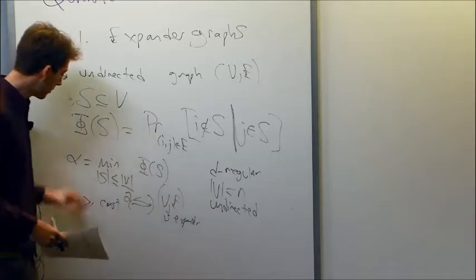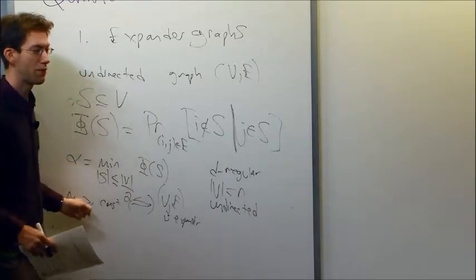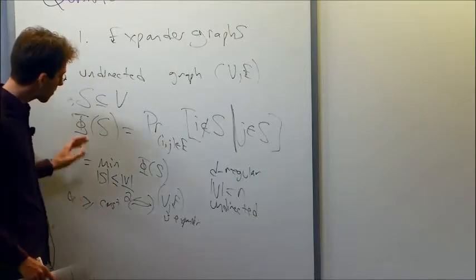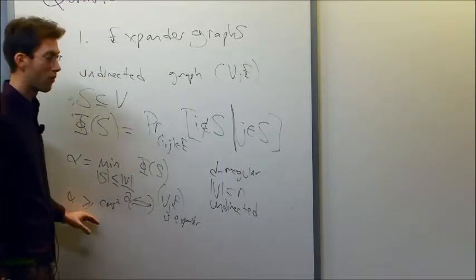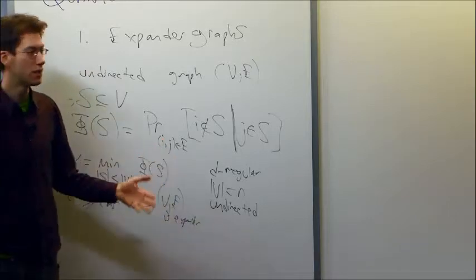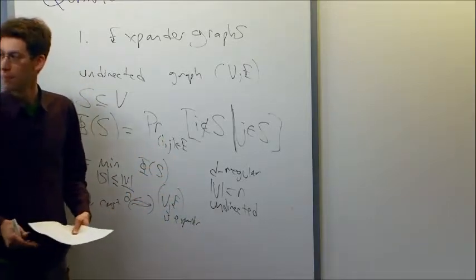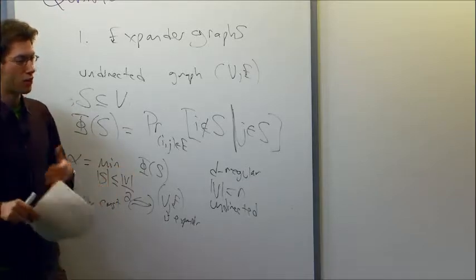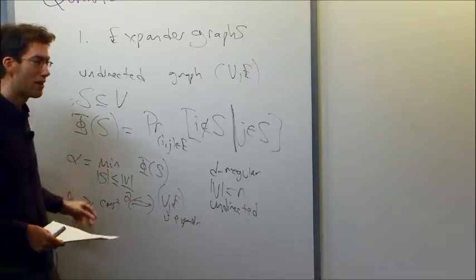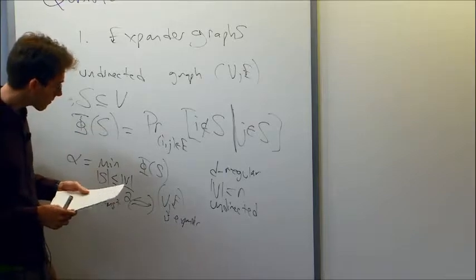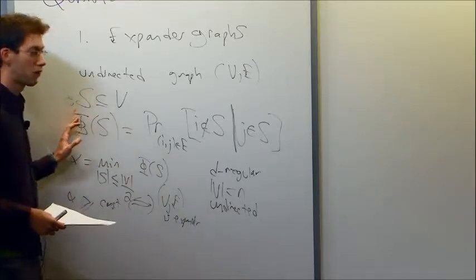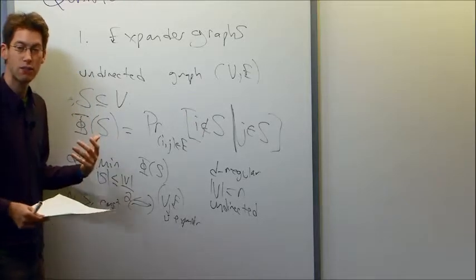Okay? So for any connected graph, alpha will be positive. But it's non-trivial. Having it always be greater than or equal to a constant is not always trivial. For example, if you take a line or a grid or any finite-dimensional graph, then alpha will shrink with n. Okay, so that's one way to describe them, in terms of this combinatorial expansion parameter.